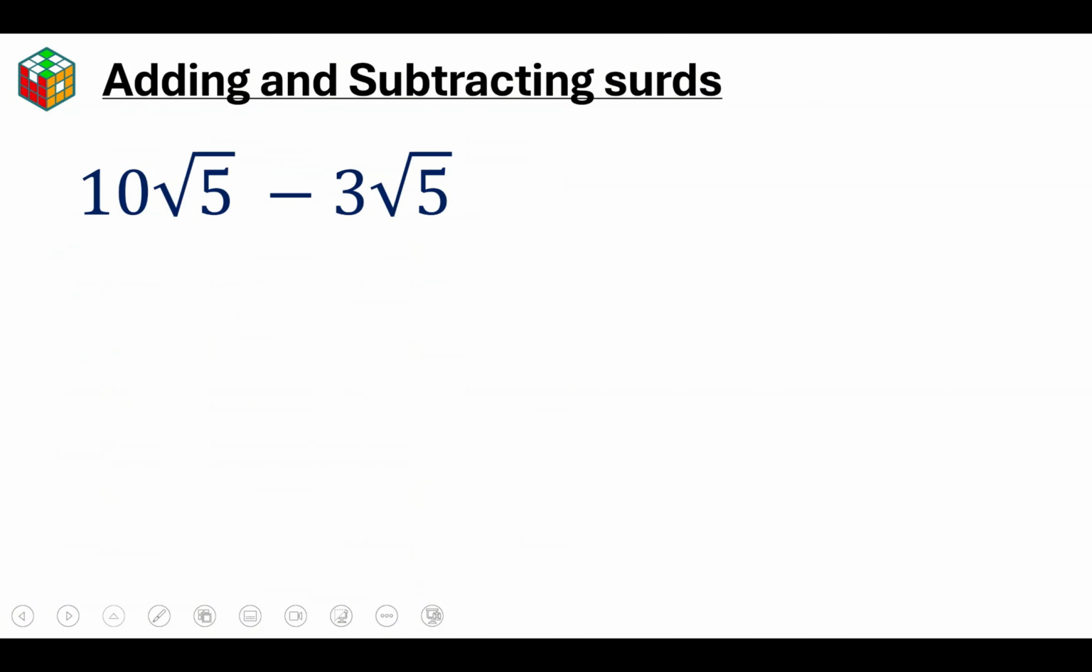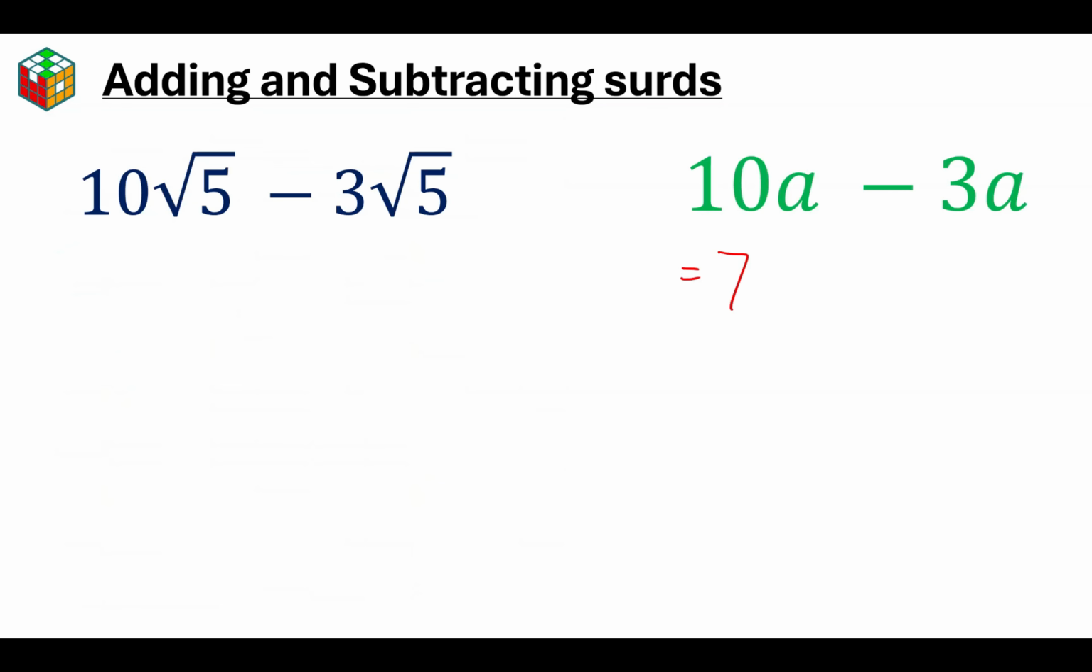For adding and subtracting surds, if I have 10 root 5, take away 3 root 5. Another way of understanding it is to understand it like in algebra. 10a, take away 3a, you know that is going to be 7a. Same, 10 of the same thing, take away 3 of the same thing, is going to be 7 of the same thing.